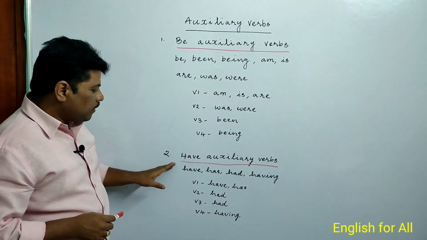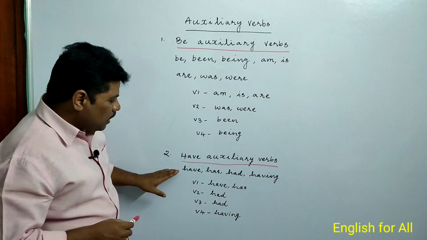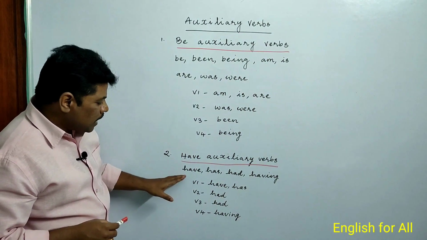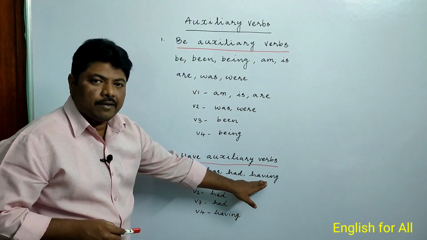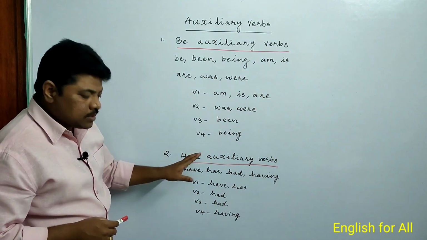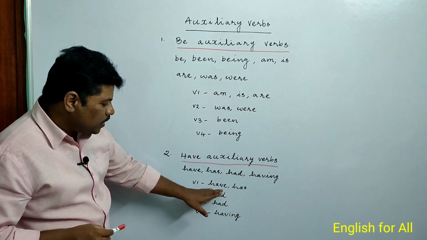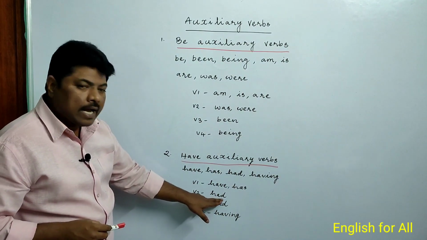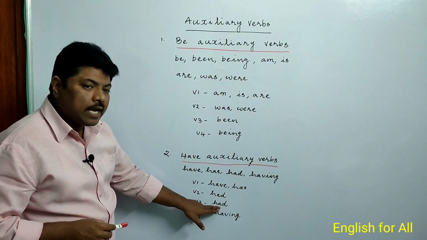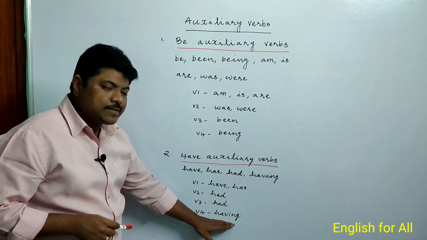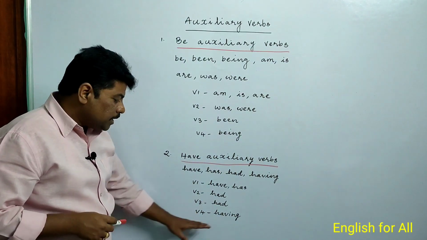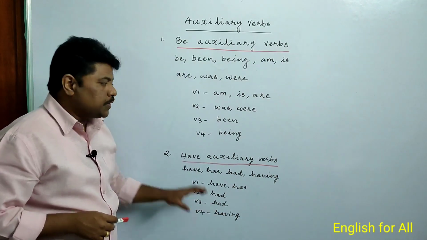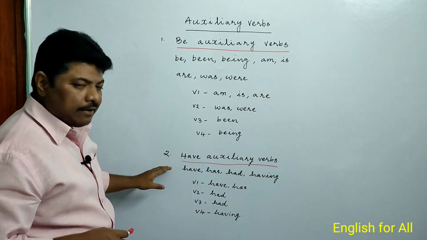Now let us see the second one. We have auxiliary verbs. As you can see in the heading, have auxiliary verbs. So we have, has, had, having. So these are the have auxiliary verbs. So in V1 we always use have or has. And in verb 2 we always use had. And in verb 3 also we always use had. And verb 4 is always having, no hasing. Remember that we should not use the word has for the ing form. Always we have to say having. So these are the auxiliary verbs of be and have.